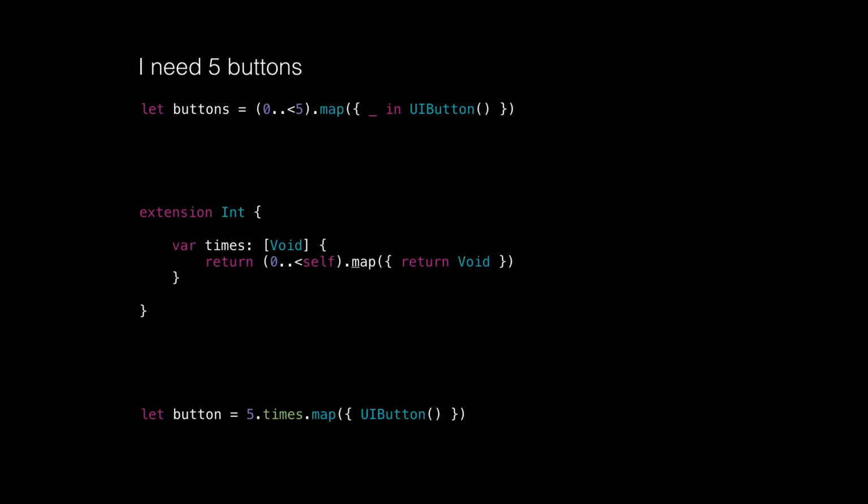You don't have to live like this. That extra underscore and the extra in don't need to be there. Your user doesn't care about them. They're just visual noise. Nobody needs to see it. This is stolen from Ruby. Maybe you don't like this particular syntax. Maybe you think it should be done a different way. That's all fine. But you should have some way of generating a sequence of n voids so that you can map over it without having to see that ugly underscore.